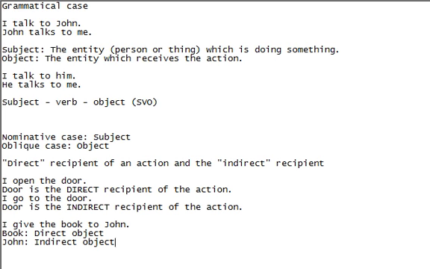Again, in English, direct objects and indirect objects are both combined into the same case. But in many other languages, you have separate cases for this. Direct objects receive what's called the accusative case, and indirect objects receive what's called the dative case.